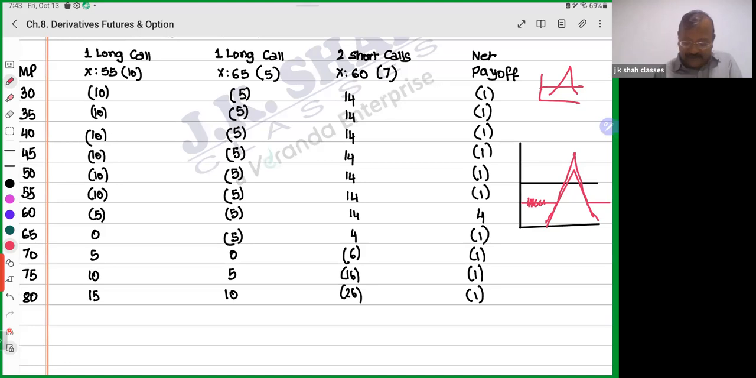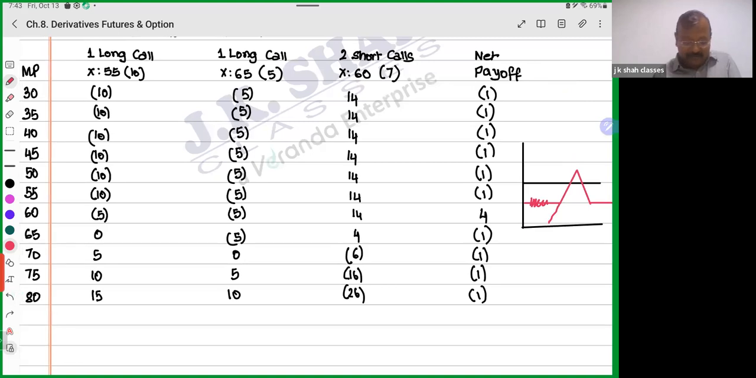But this guy is not aggressive. So he just did this. This is a long call butterfly spread.